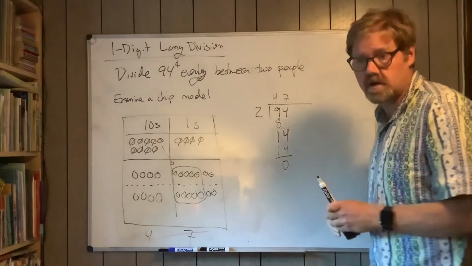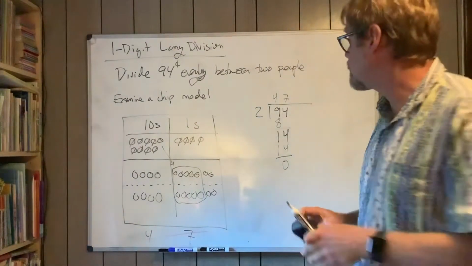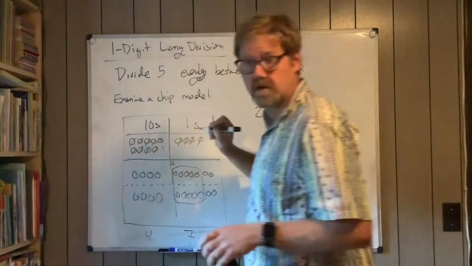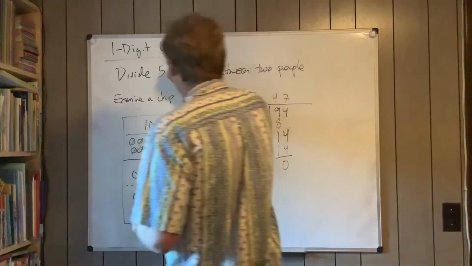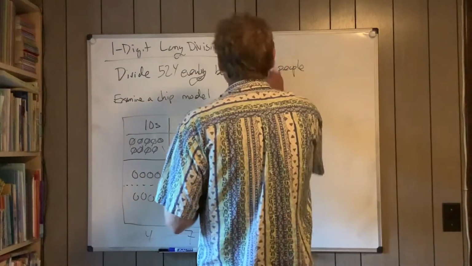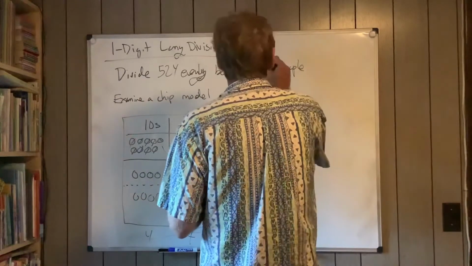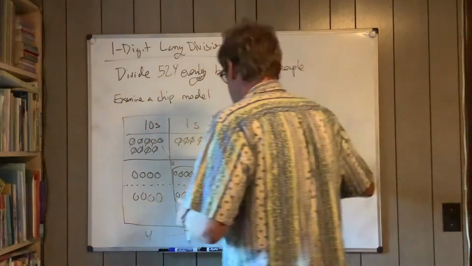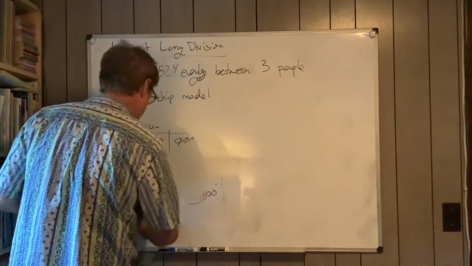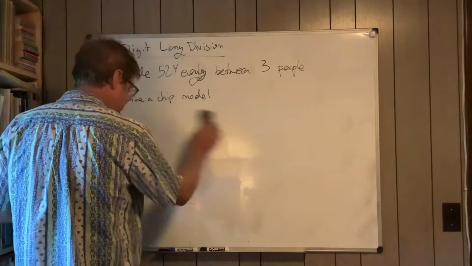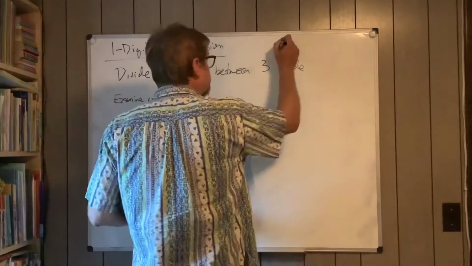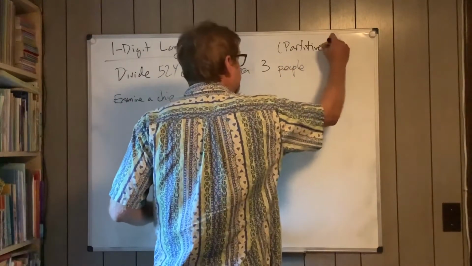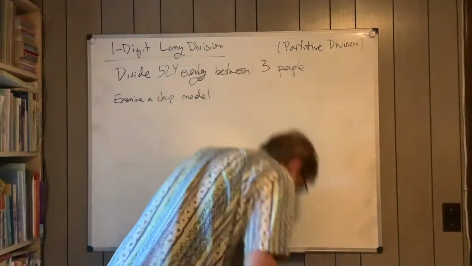Let me do one more. And I'm going to do a bigger one. I'm going to divide 524 evenly between 3 people. And I should say one of the things that this is, right, I should have said this at the beginning, is this is partitive division. We know the number of parts or groups.